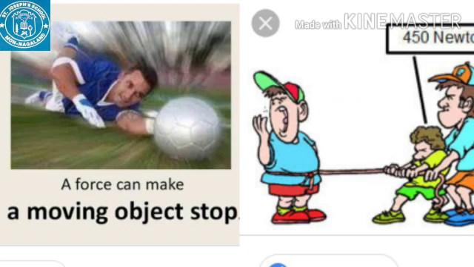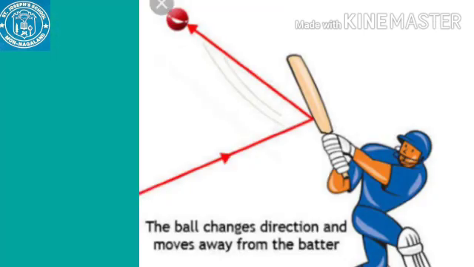Now, a force can stop movement or make a moving object change its speed. Here you can see a force can make a moving object stop, or it also changes its speed. Next, a force can change the direction in which an object is moving. See, the ball changes direction and moves away from the batter. Can you see or not? Try to understand also, okay? Now, we should always remember that none of these activities is possible without the action of a force. So, all these activities are done because of force.